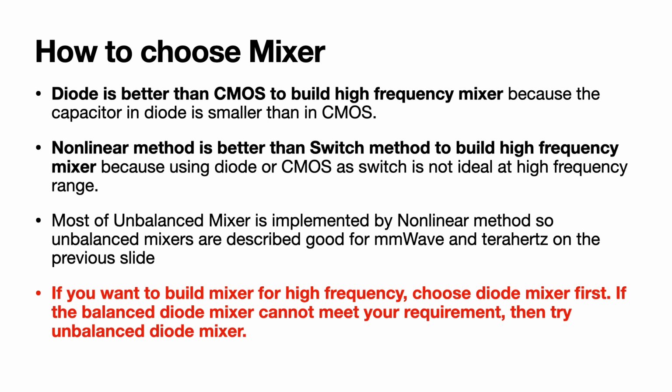Most of unbalanced mixer is implemented by nonlinear method, so unbalanced mixers are described as good for millimeter wave and terahertz on the previous slide. If you want to build mixer for high frequency, choose diode mixer first. If the unbalanced diode mixer cannot meet your requirement, then try balanced diode mixer.